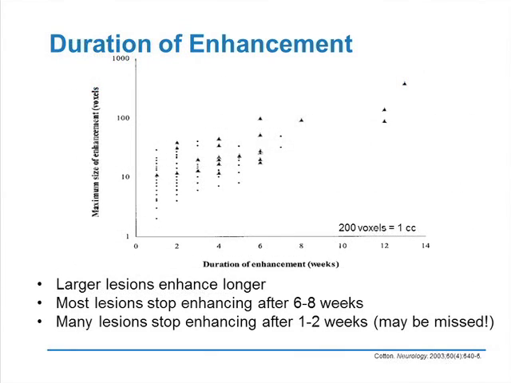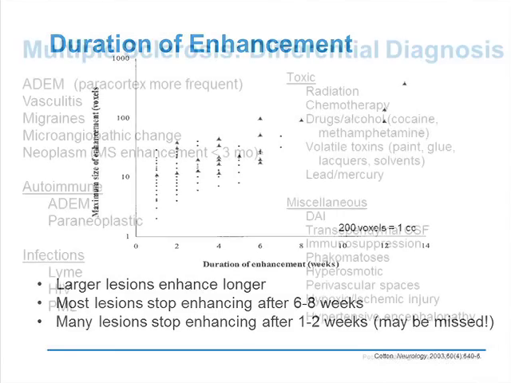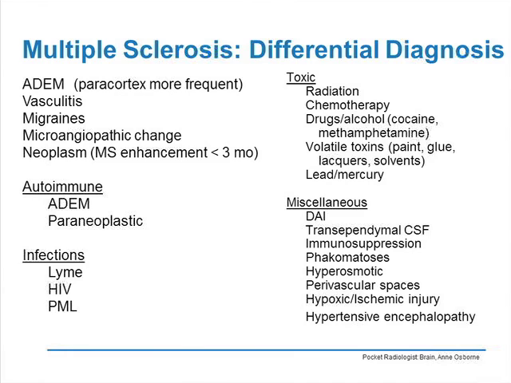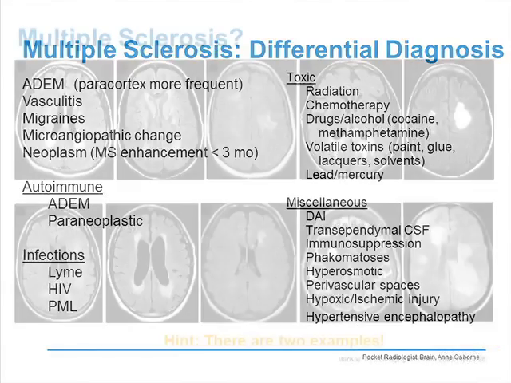This next scatter plot shows a study of the duration of enhancement, and as you can see, most enhancement should stop after about 6 to 8 weeks. And notice that the larger lesions enhance the longest. This next slide shows the rich array of different diseases that can look like multiple sclerosis. And it's not my intention to go into all of them, but just to know that the brain's reaction to insult goes down a common pathway, and they can all look the same.